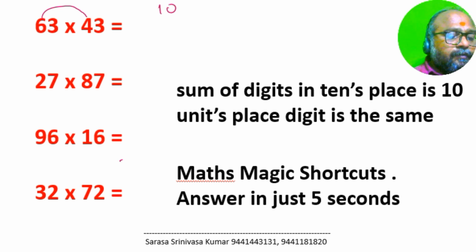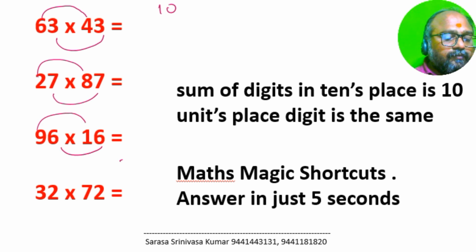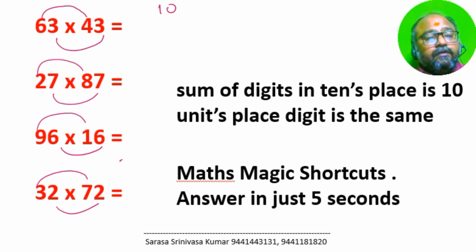10 and the units place digit is the same. Sum of the digits in tens place is equal to 10. Units place digit is 7. So we must be very careful in this case.